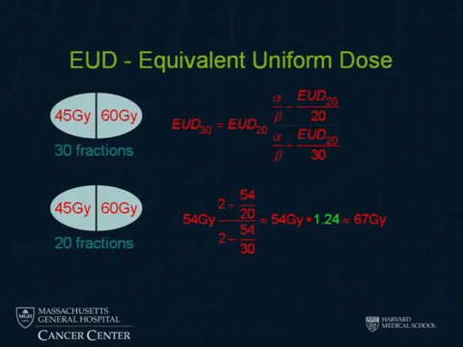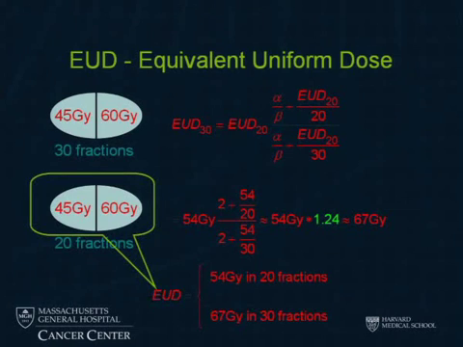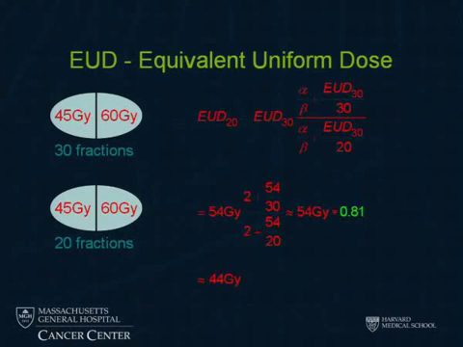You can do the opposite. You may want to know what this dose distribution in 30 fractions is worth in terms of 20 fractions. The calculation is very similar. It's 44 gray. So this distribution in 30 fractions is worth about 44 gray delivered in 20 fractions perfectly uniformly.